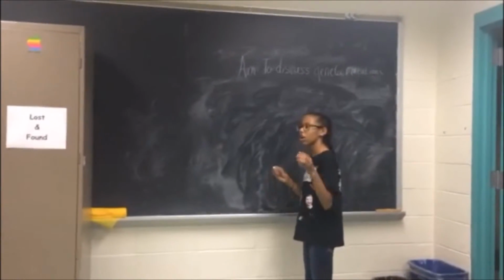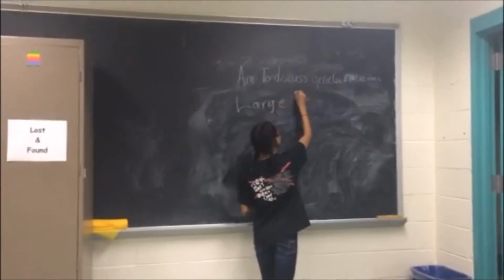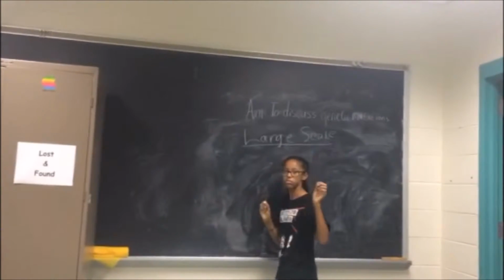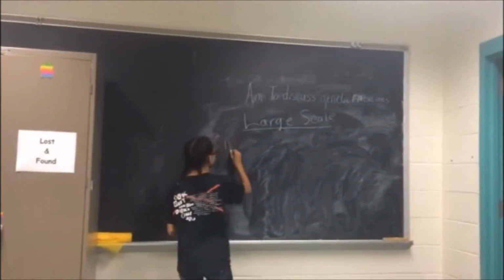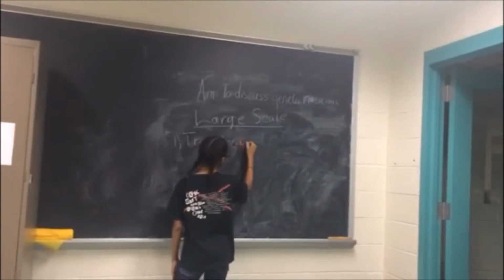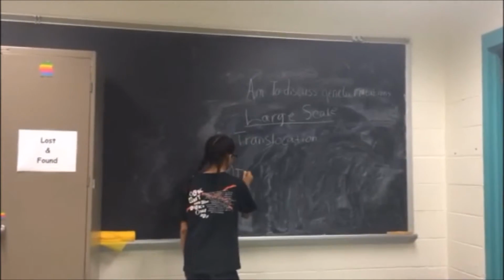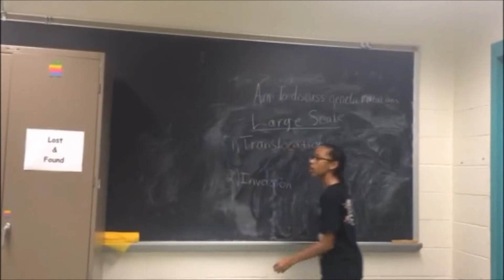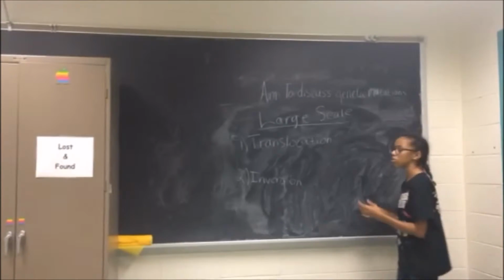Finally, we're going to talk about large-scale mutations. Large-scale mutations are caused by translocation or inversion. A large-scale mutation is a mutation that occurs on a chromosomal level. So it happens in your chromosomes.